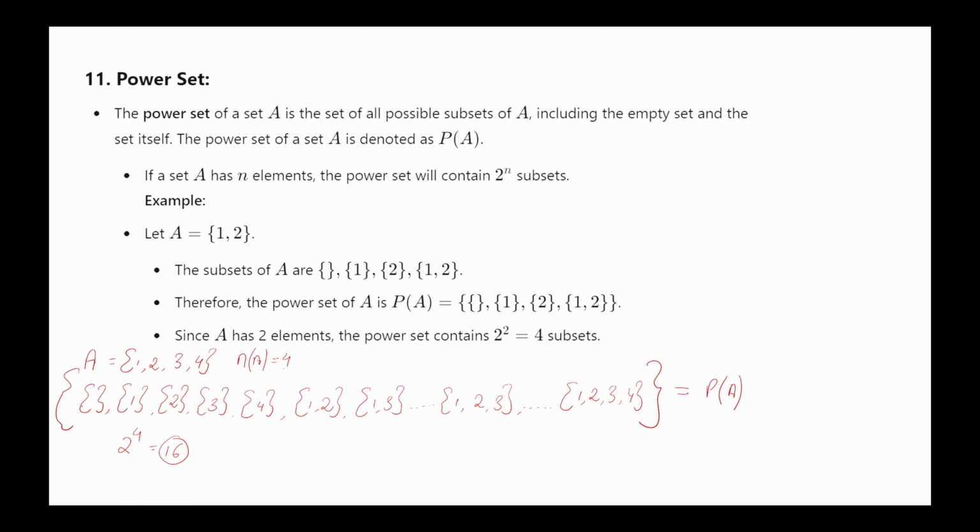So here you would have phi, 1, 2, 3, 4, 1, 2, 1, 3. Similarly, you would have 1, 4. Then you could have 2, 3, 2, 4. Then you could have 3, 4. So this would continue on until each and every element has been taken, till you reach the end where you have this subset equal to the set that you are talking about. This number would be equal to 16 or 2 to the power n.